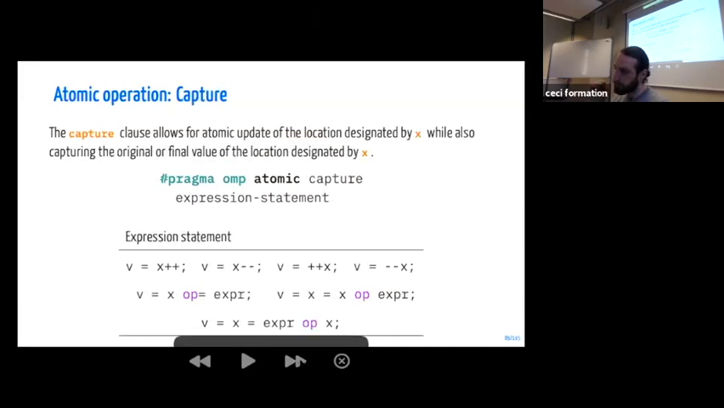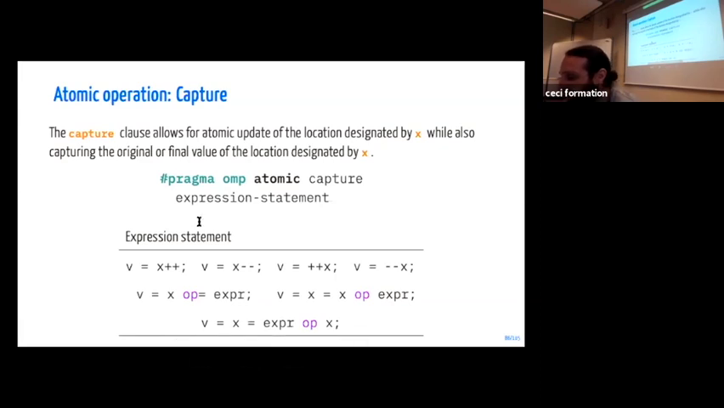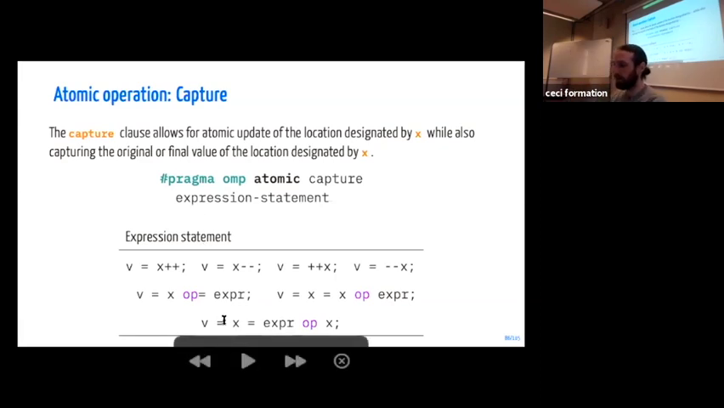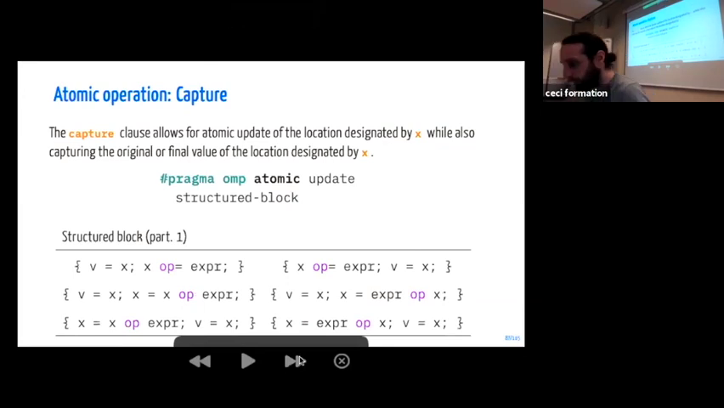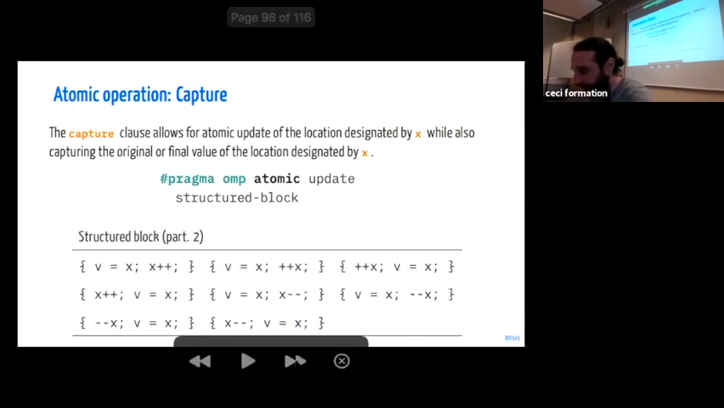You also have the capture, which is basically that you want to update a variable, so capture its value before. So you want the original value and then you want to update it in memory. This is the kind of operation that can be used as an expression statement in the case of an atomic capture. Okay, more and more operations, you have a lot of options.